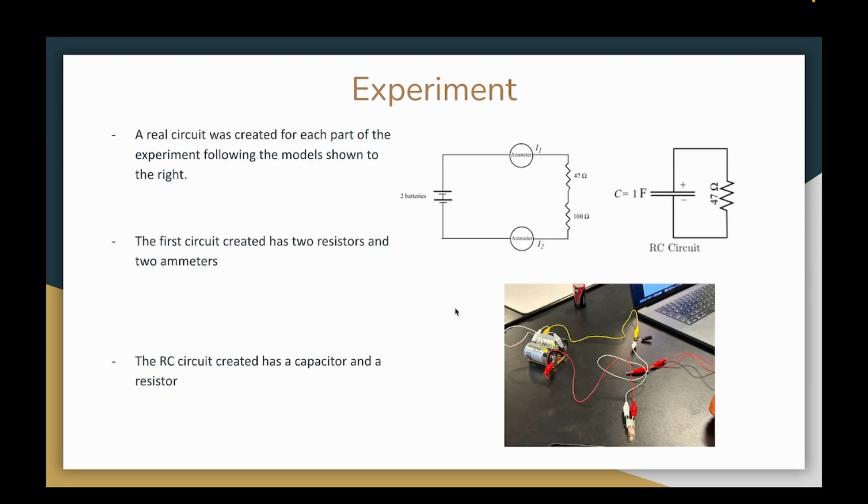So for the experiment, a real circuit was created for each part of the experiment following the models shown to the right. The first circuit created has 2 resistors and 2 ammeters, and you can see that model here, and it's a 47 ohm and 100 ohm resistor, and then 2 ammeters. And the second model is an RC circuit, and it has a capacitor and a resistor, and you can see this one here, and the resistor is a 47 ohm resistor. And here you can see a picture of the circuit we created.